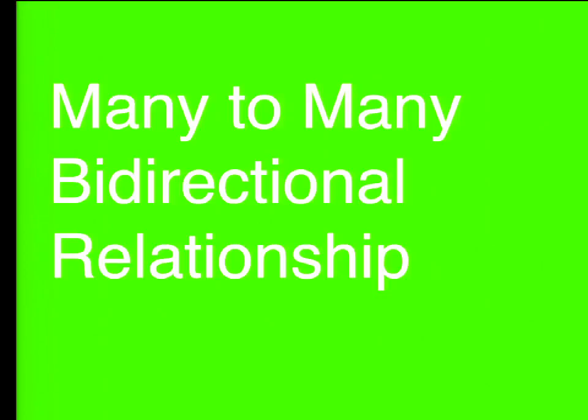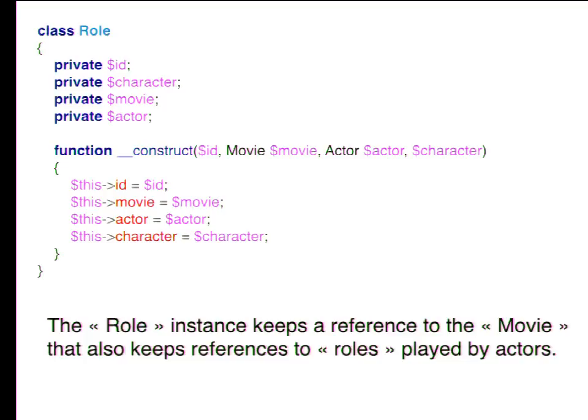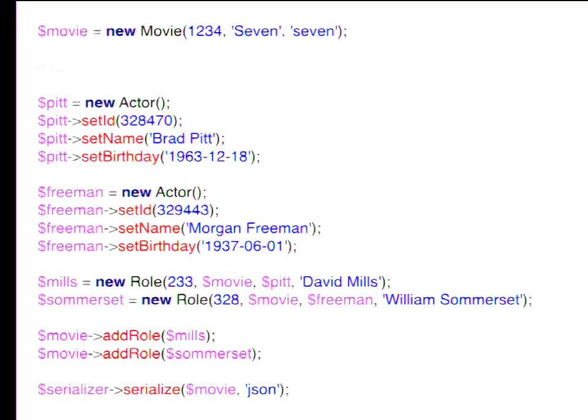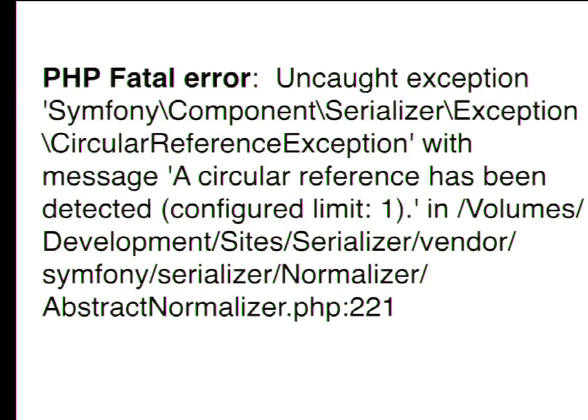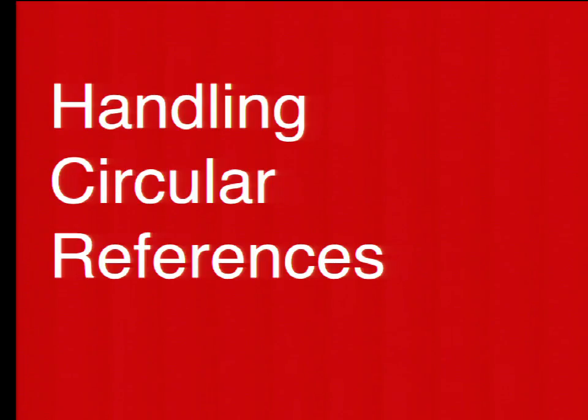So we have a many-to-many relationship between the role, because our role class looks like this. We basically have a movie instance in there as well. And if we have a movie instance that has several roles attached to it, and the roles themselves also have the same movie reference, you basically have a graph. That becomes a little bit more tricky to deal with, because if you just keep serializing, you come back and you are stuck in a loop. So out of the box, if you just call serialize now, you would get an exception like this, a circular reference exception, essentially.